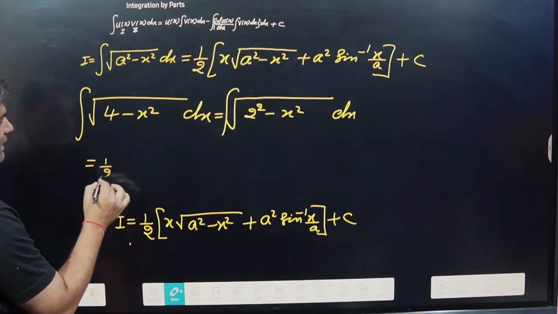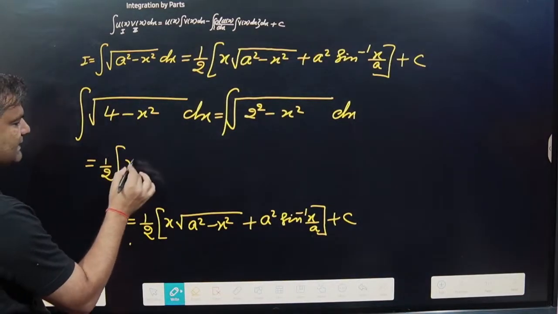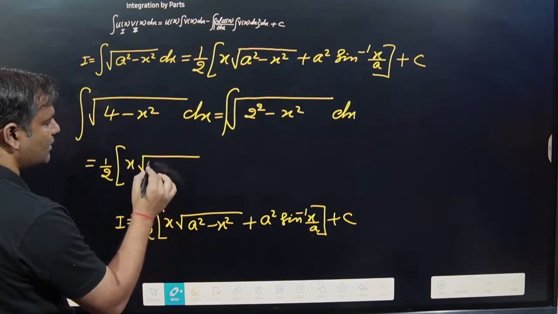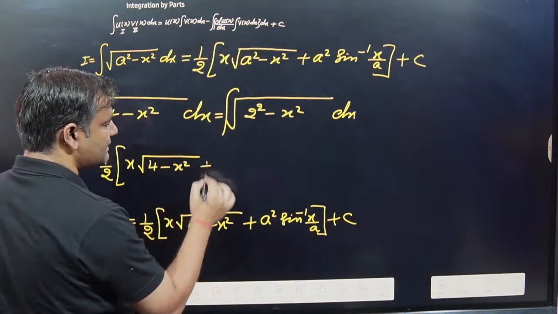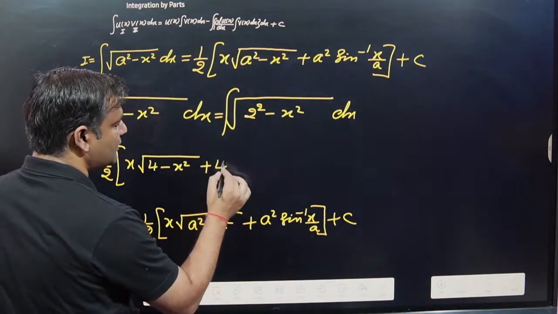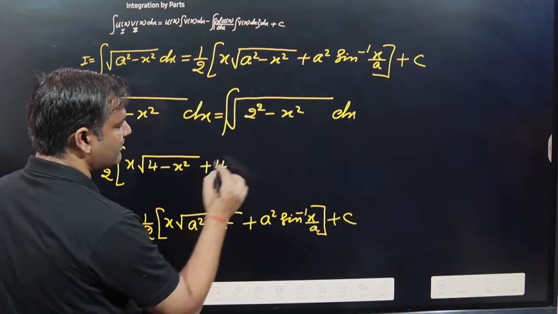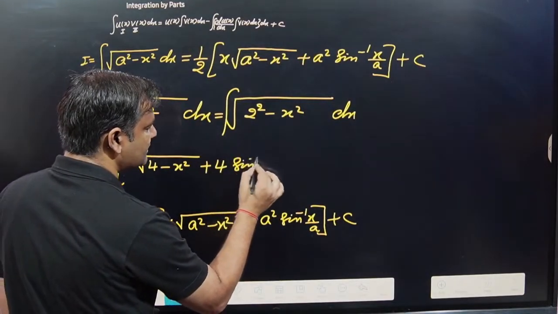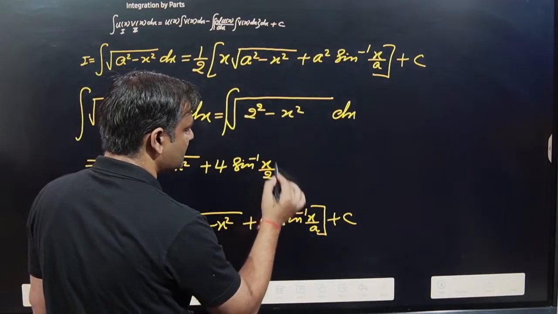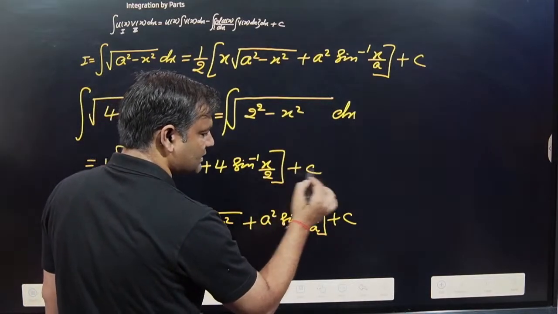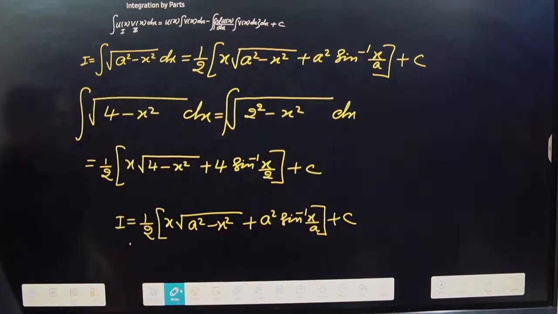So how can I apply? x under root 4 minus x square plus a square, meaning 2 square, meaning 4, into sine inverse x by 2 plus c is the right answer.